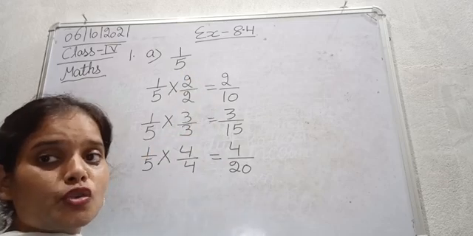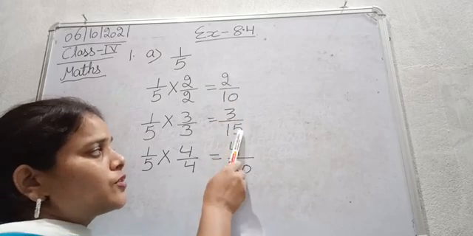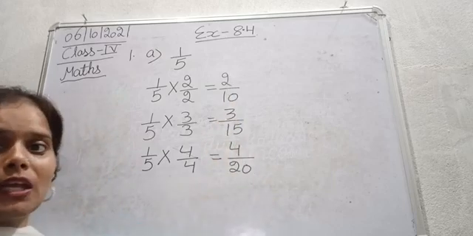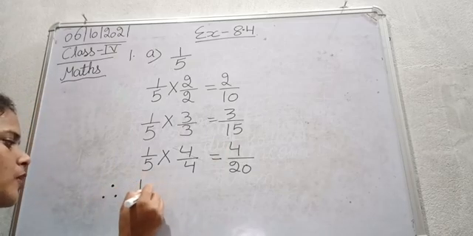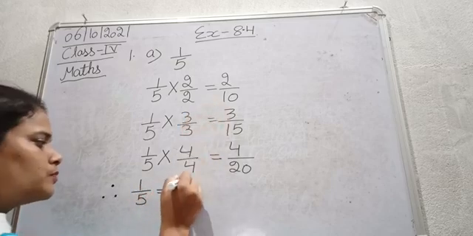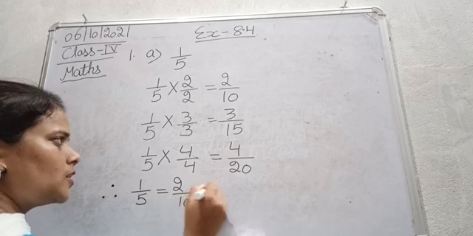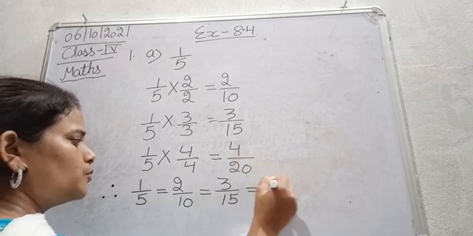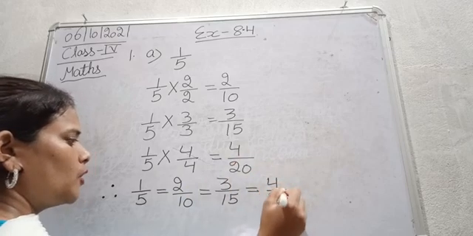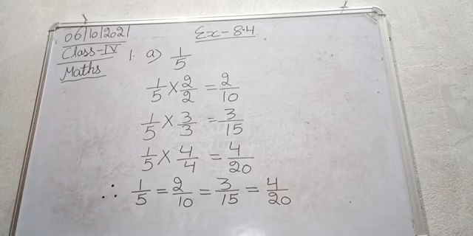So the three equivalent fractions to 1 upon 5 are 2 upon 10, 3 upon 15 and 4 upon 20. So here I am writing down, therefore, 1 upon 5 is equal to 2 upon 10 is equal to 3 upon 15 is equal to 4 upon 20. Okay, so these are the three equivalent fractions equal to 1 upon 5. And this is the solution of the A part of question number 1. You can pause it here and note it down in your notebooks.